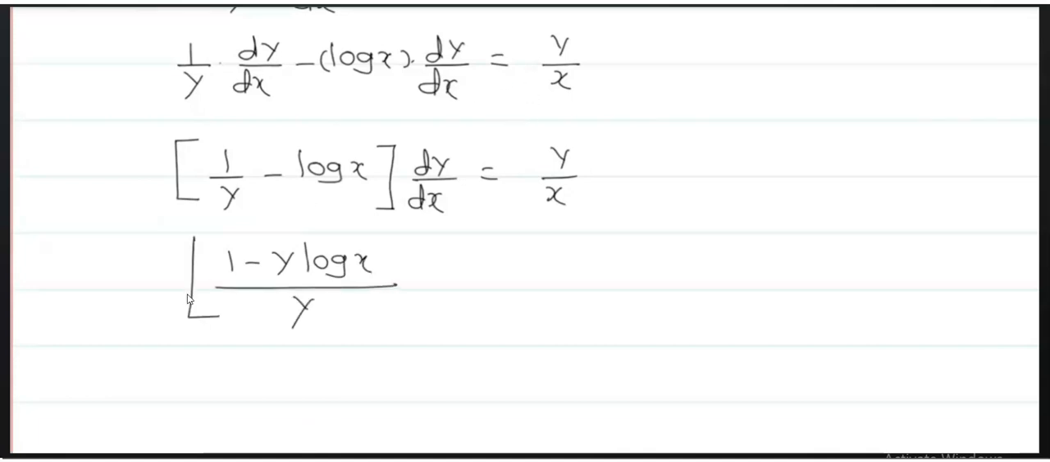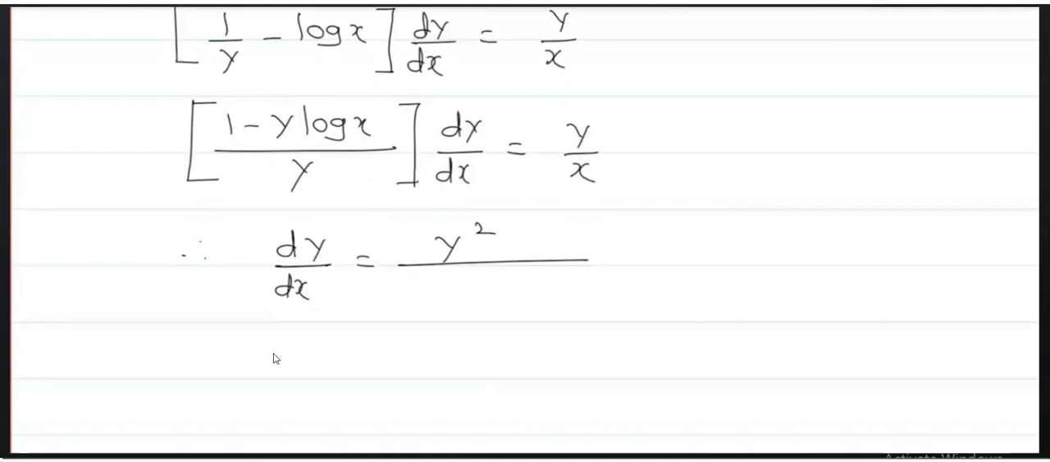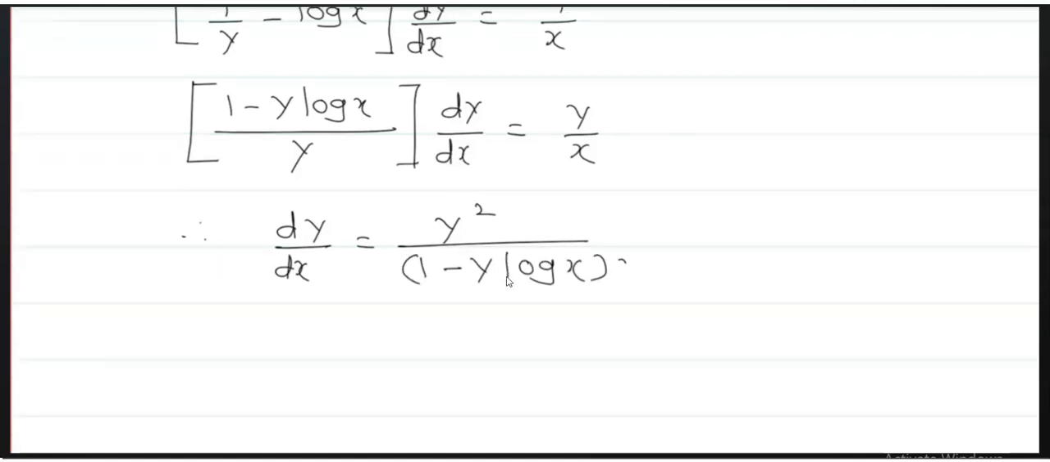Therefore, simplify: 1 minus y log x upon y into dy by dx is equal to y upon x. Therefore dy by dx is equal to y square upon x into that, y square upon 1 minus y into log of x, into x.